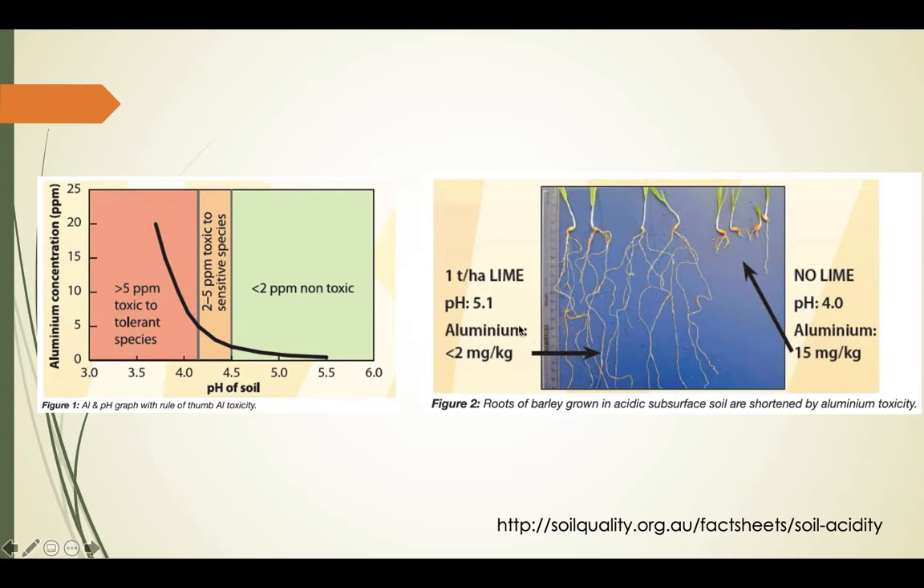So here is barley grown in acidic subsurface. The one that you can see on this side are those grown in basic or not very acidic soil, with aluminum concentration lower than 2 milligram per kilogram. You can see the roots have grown longer than the ones that are here, the ones grown in a pH of 4.0. The roots have grown smaller or shorter in terms of size.